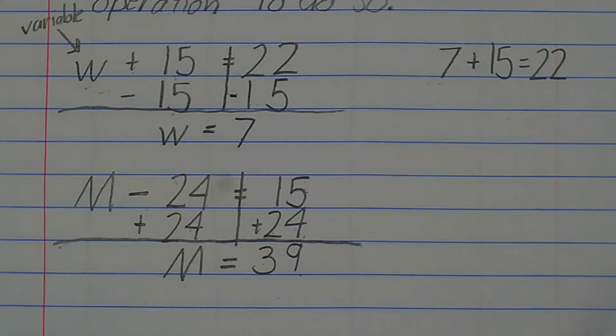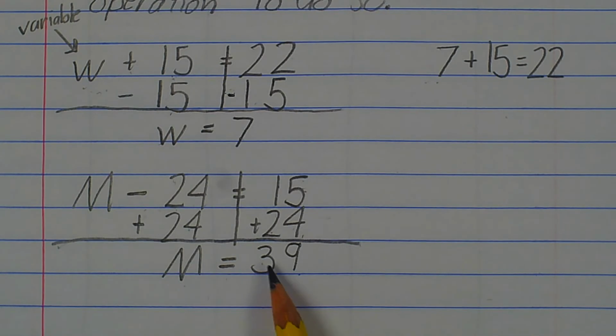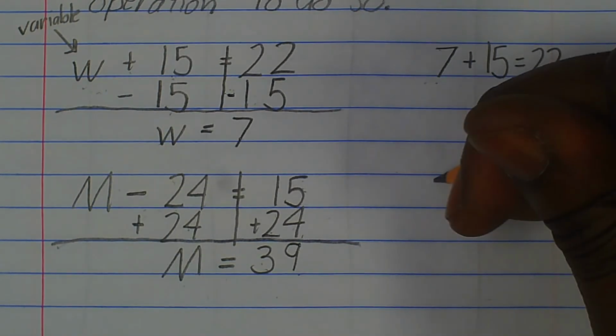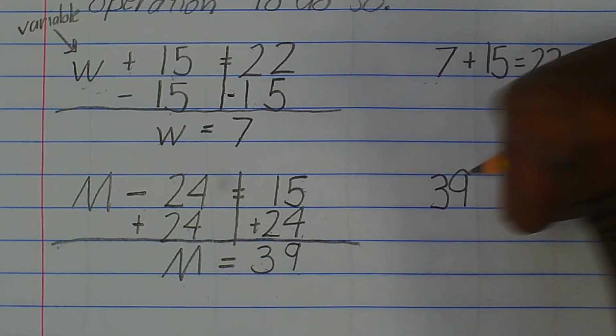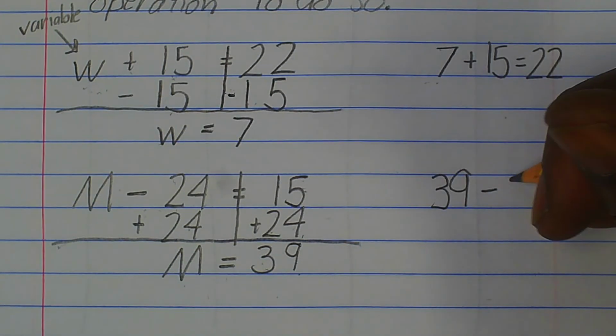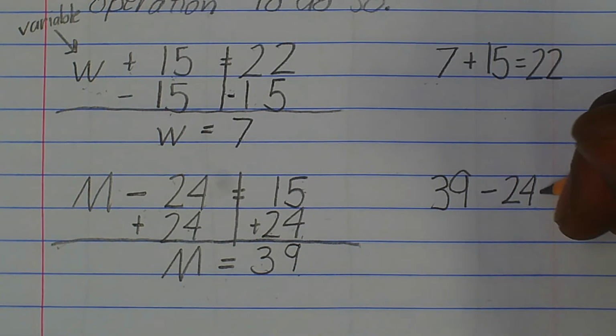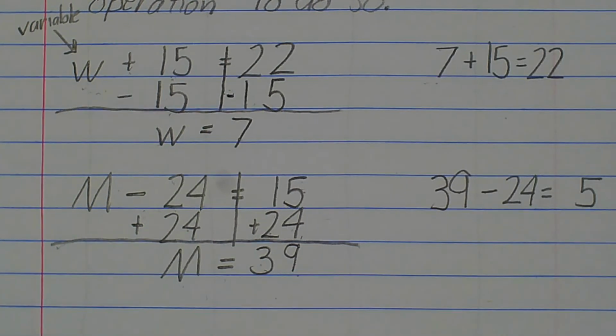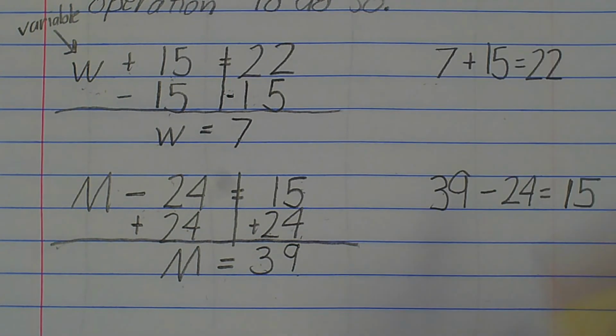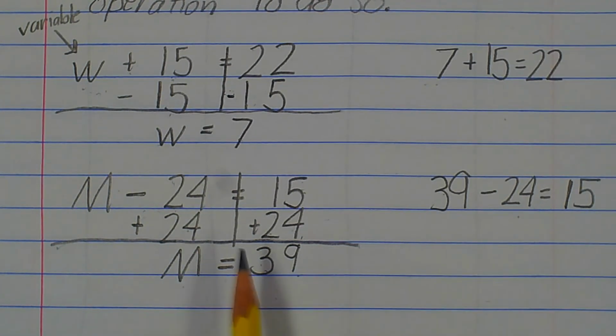Of course, we can check this by substituting the value that represents M and solving. So that means instead of M, I'm going to write 39 minus 24. And of course, 9 minus 4 equals 5. And then 3 minus 2 equals 1. So this is equivalent to this problem, okay? Are there any questions so far?